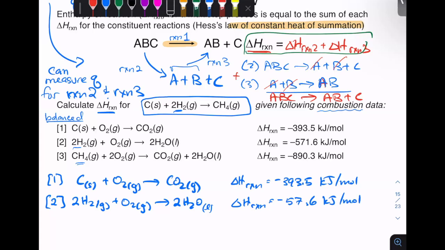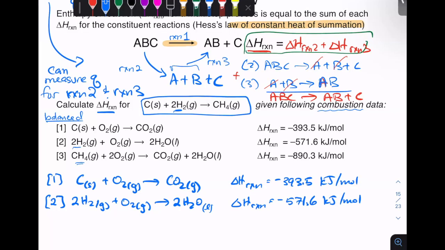Now, I want to just mention here real quick, when you're working with H2O, sometimes it's a liquid and sometimes it's a gas, and it does make a difference. So you really do need to pay attention to the states of matter. Because as we've discovered, there is an enthalpy component to converting H2O from the liquid to the gas phase. So depending on what you're working with here, it's going to make a difference what the enthalpy value is. Okay, but in this case, this enthalpy component, negative 571.6, is for those reactants combusting, but now we're doing it for H2O liquid.